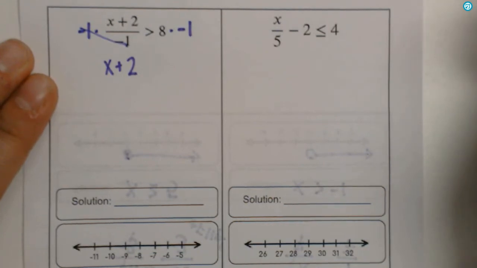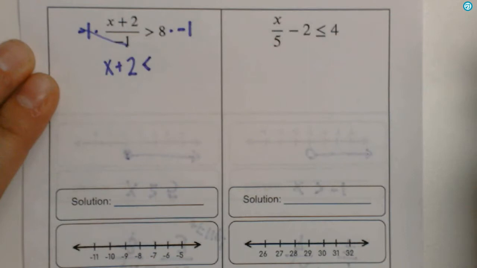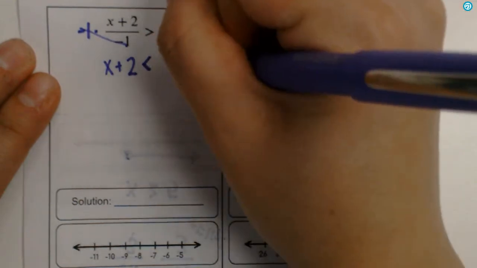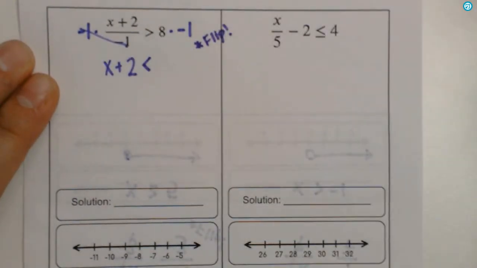Good work. We flip our sign. Why do we flip our sign, Alex? Because we multiplied by negative 1 on both sides. We multiplied by a negative. So if you need to put a little note to yourself right here that says flip, you can. 8 times negative 1 is negative 8.